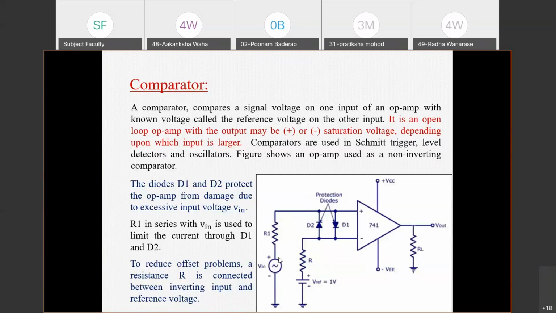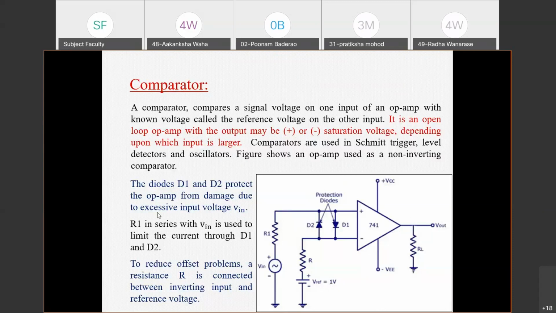Since the value of this particular wave at each instant will vary, we will compare this value with the 1 volt. If this value becomes greater than 1 volt, then what happens? Output becomes positive Vsat. If here we take +12 and -12, what will be the value? The value will be +12 volt. If the value of the sine wave becomes less than 1 volt, then your output will become negative, that is -12 volt, let's say.